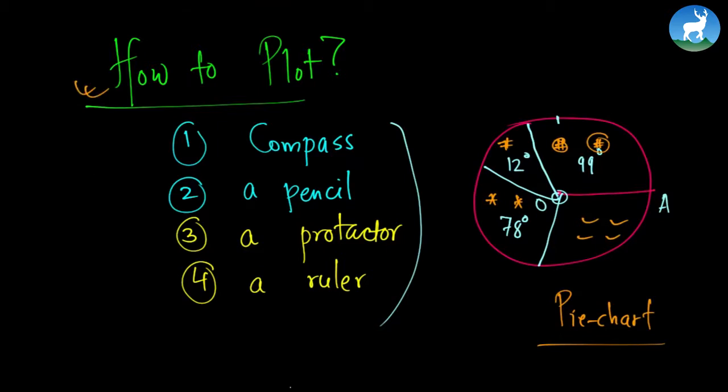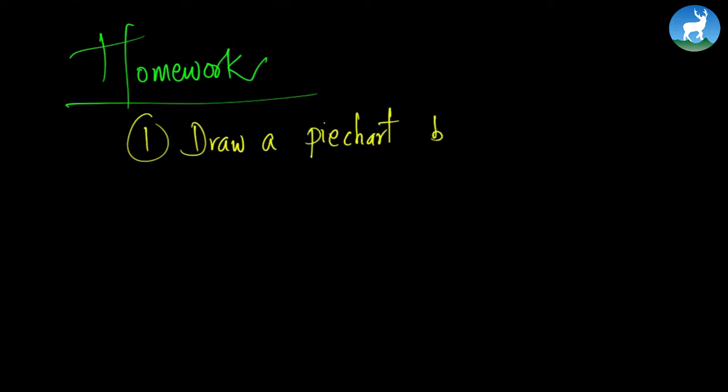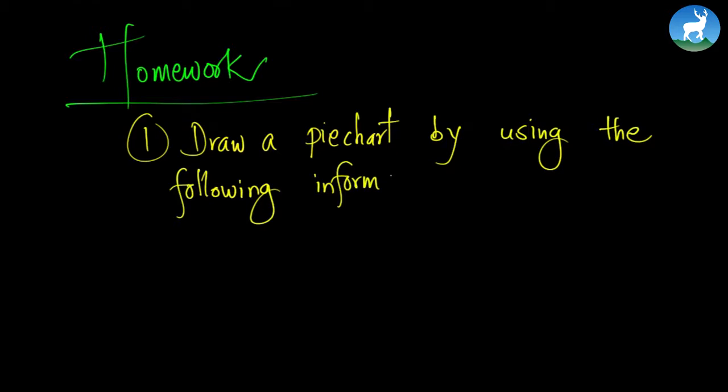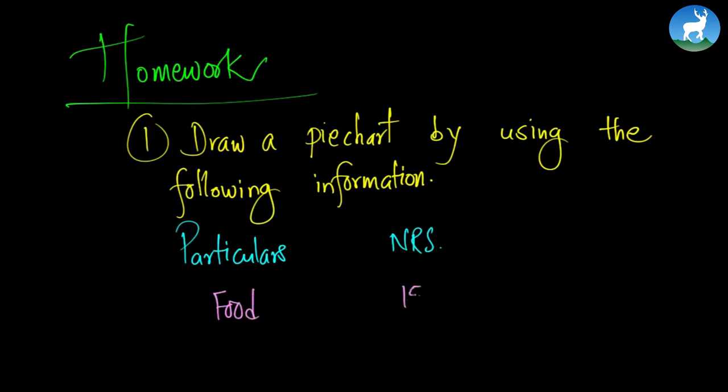Now I've got a question for you as homework. Your homework would be this: draw a pie chart by using the following information. I'll write particulars and Nepali rupees. First thing is food. Let's say I spend 15,000 on food, and on rent I spend roughly 10,000. For clothes I spend 5,000 a month.